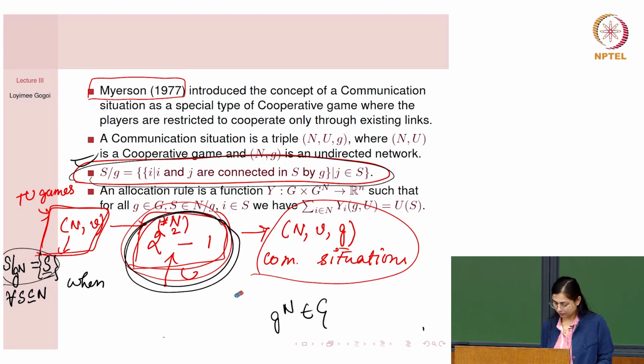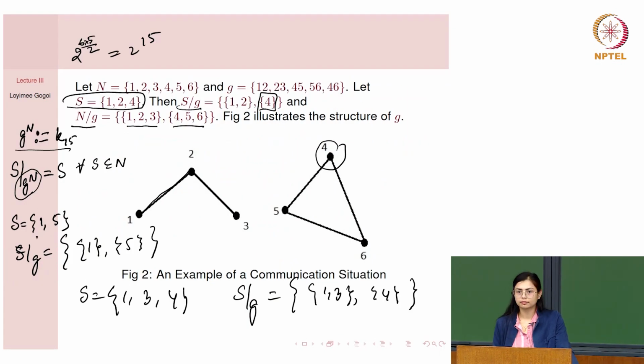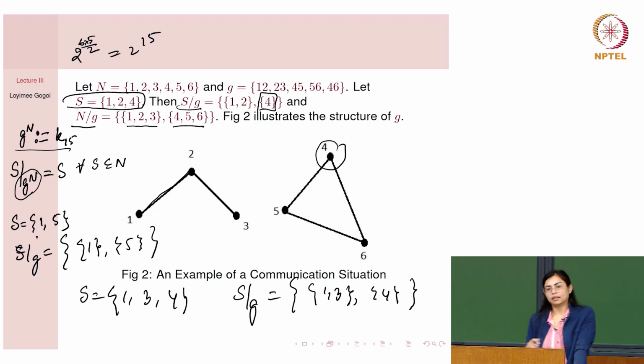Again, what do you mean by connected in S? I and J are connected in S by G. That means they belong to the same component. Take 1, 3, 4 from the next slide. 1 and 3 are connected via 2, but not through vertices in S, since 2 is not in S at all. So what do you mean by connected in S?